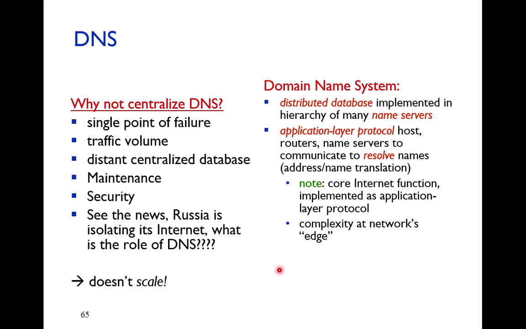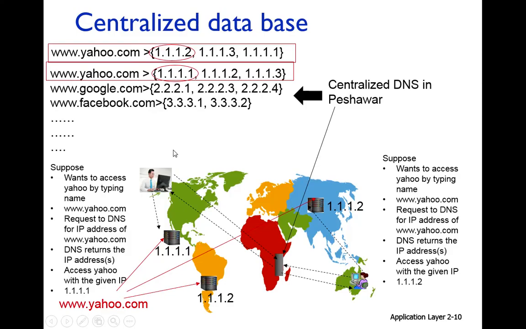Second is traffic volume. What does it mean? Traffic volume means that when all the people over the internet access something, they first have to access the DNS, and if the DNS is a single machine located in Peshawar, then all the traffic comes here. So there will be congestion. Okay.